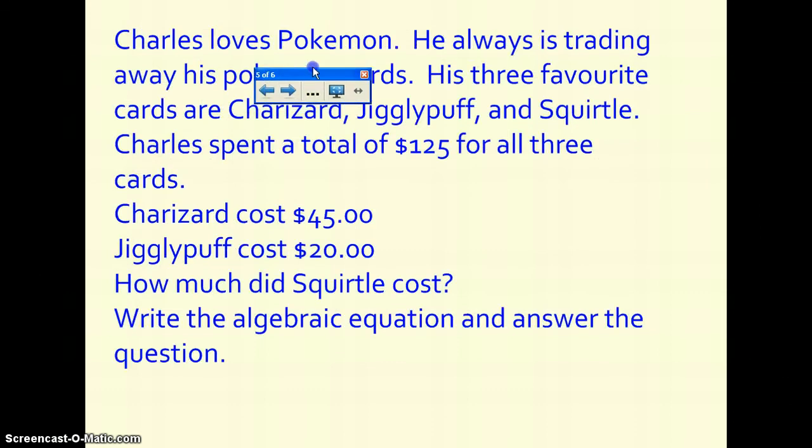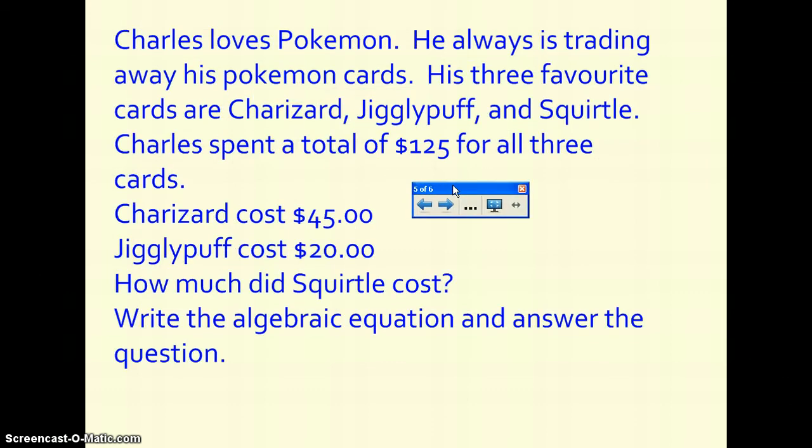Next one. Charles loves Pokemon. He always is trading away his Pokemon cards. His 3 favorite cards are Charizard, Jigglypuff, and Squirtle. Charles spent a total of $125 for all 3 cards. Charizard cost him $45. Jigglypuff cost him $20. How much did Squirtle cost? So you're going to write the algebraic equation and answer the question. So in this situation, figure out what the unknown value is, write the equation, and then come up with the answer.